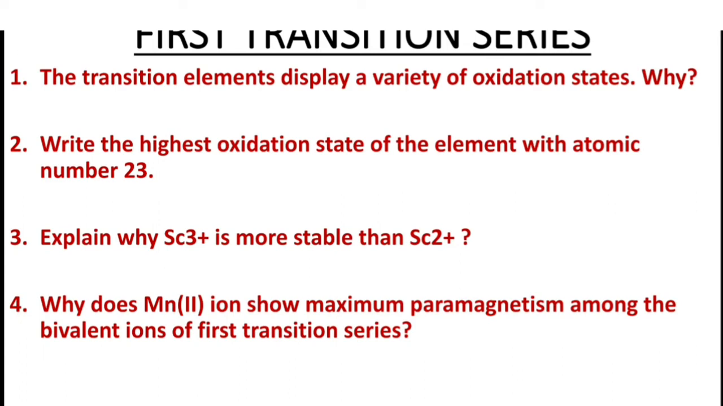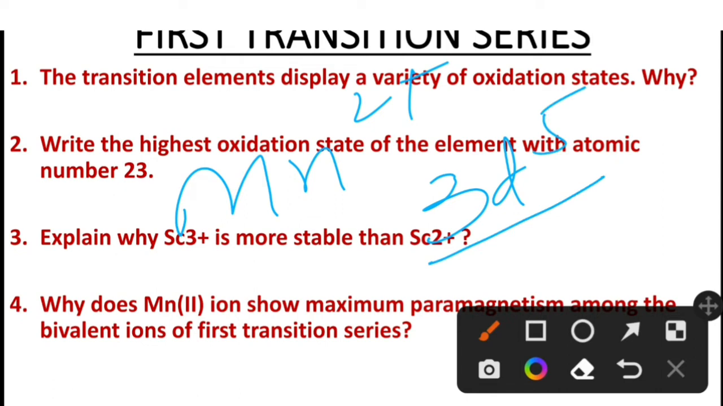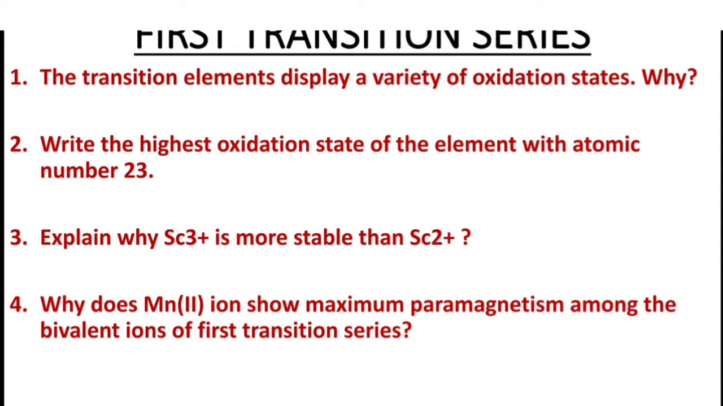Move on to the next question now. Why does the manganese ion in its +2 oxidation state show maximum paramagnetism among the bivalent ions of the first transition series? I hope the question is clear. The reason for this is that it has the maximum number of unpaired electrons in 3d orbitals. If you check manganese in its 2+ form, it will have a 3d5 electronic configuration. So it has a maximum number of unpaired electrons. As a result, we can say it shows maximum paramagnetism. Okay. We'll move on to the next screen now.